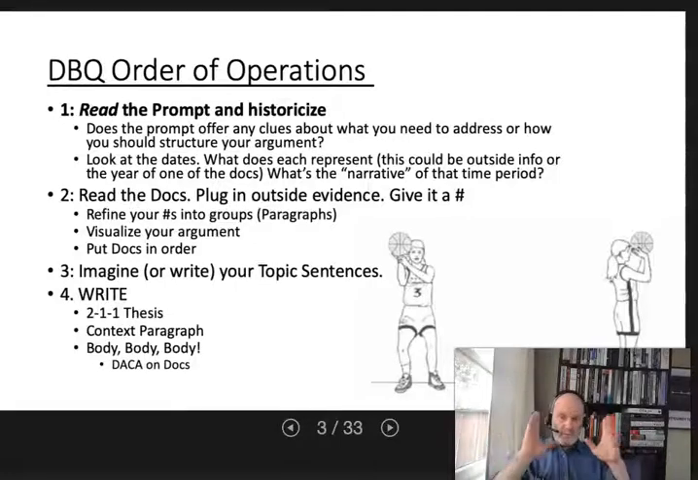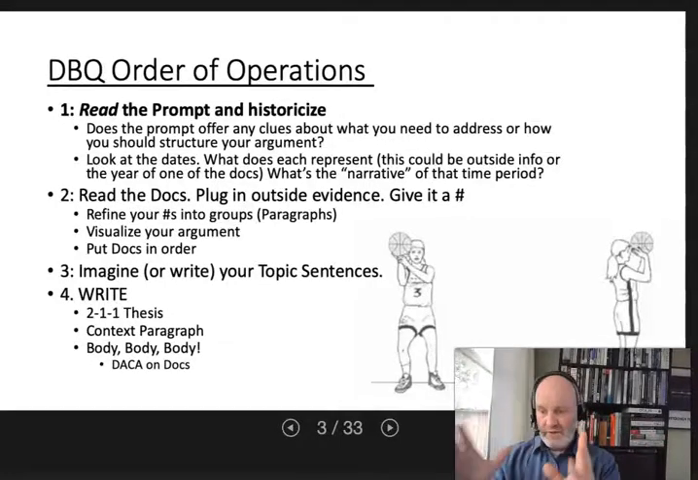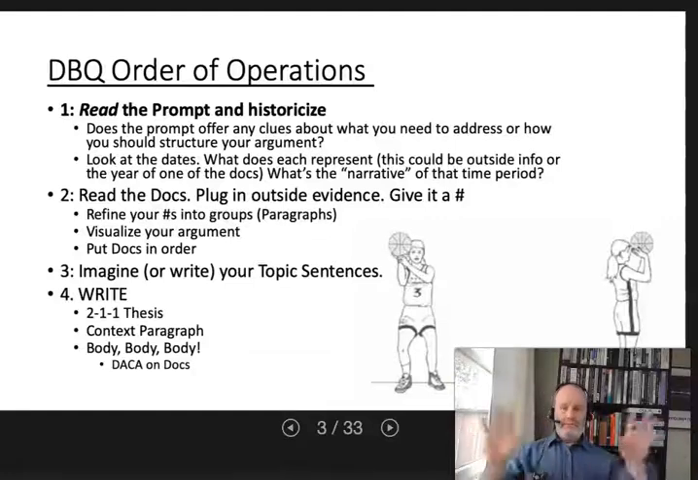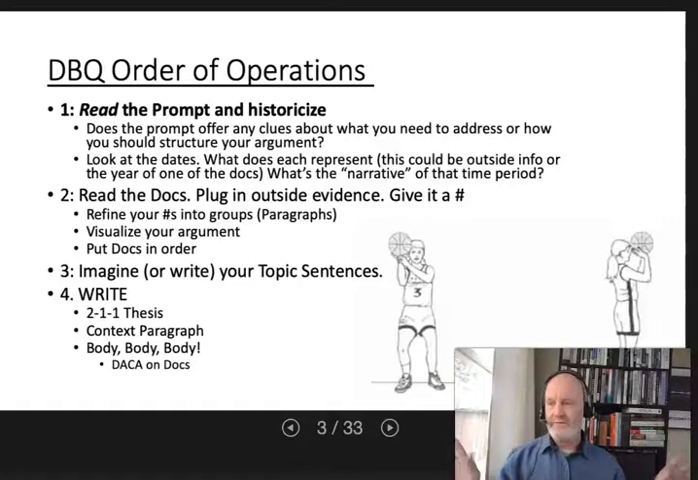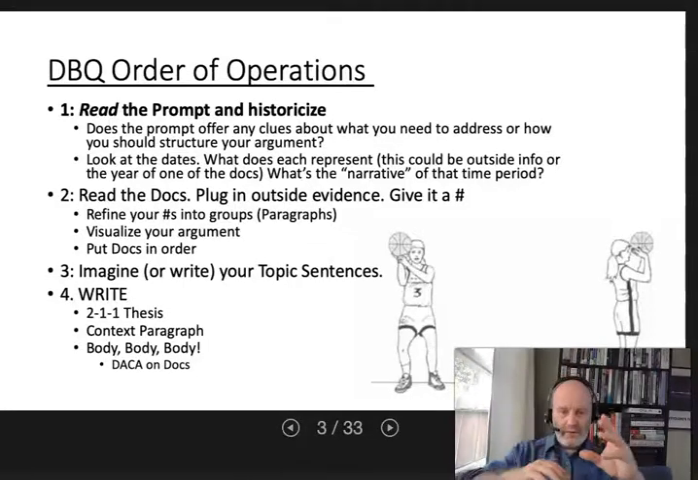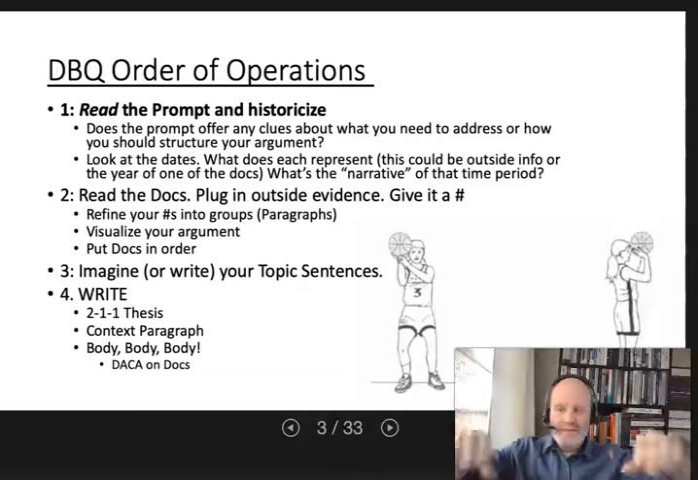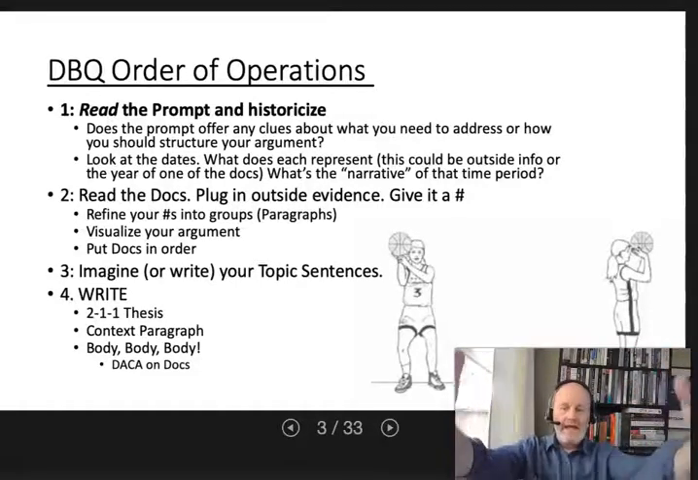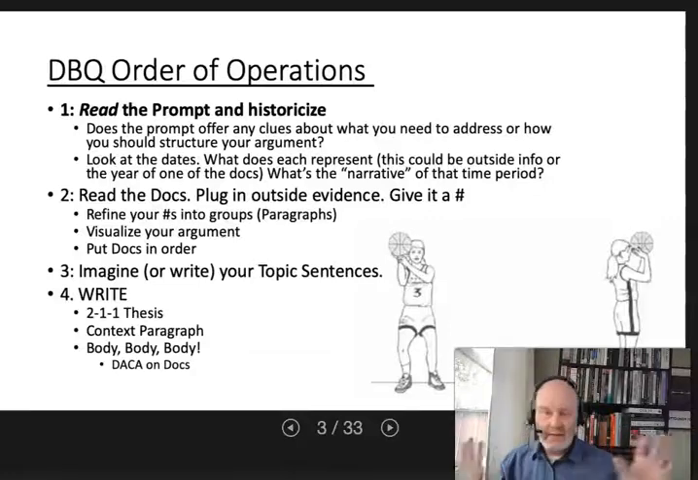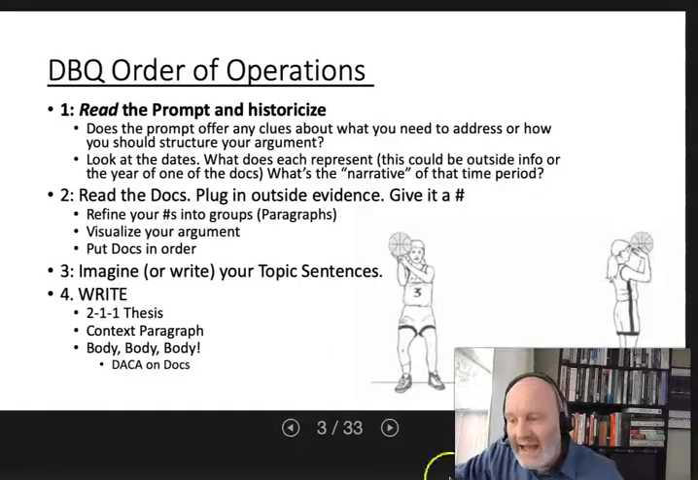Read the prompt. What are the years? Historicize. Read the documents carefully one time, not hurried in a cursory way several times. Plug in outside information. Think big, right? As big or as little, as specific or as ambiguous. Plug in, plug in, plug in. Order the things together, right? Order the docs, group the docs, topic sentences, then you're rolling. 2-1-1: context, topic sentence already written, bang, bang, bang, documents, bang, bang, documents, and you're done. That is how you do it.